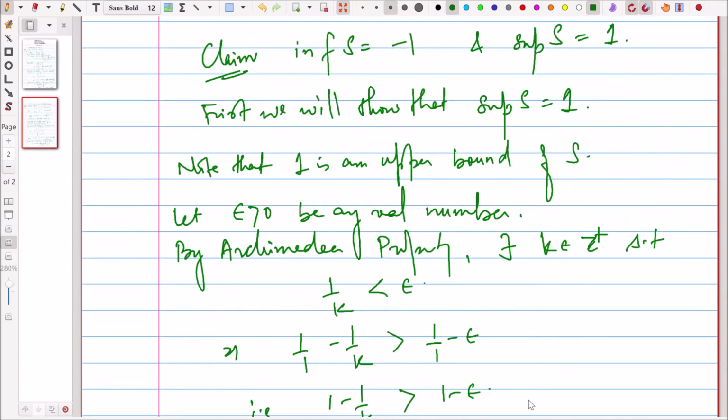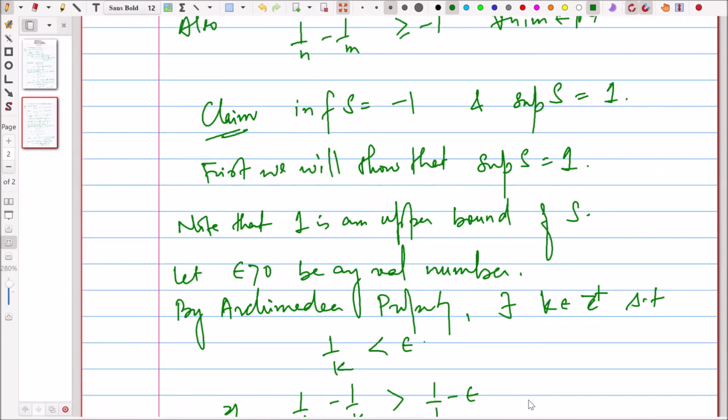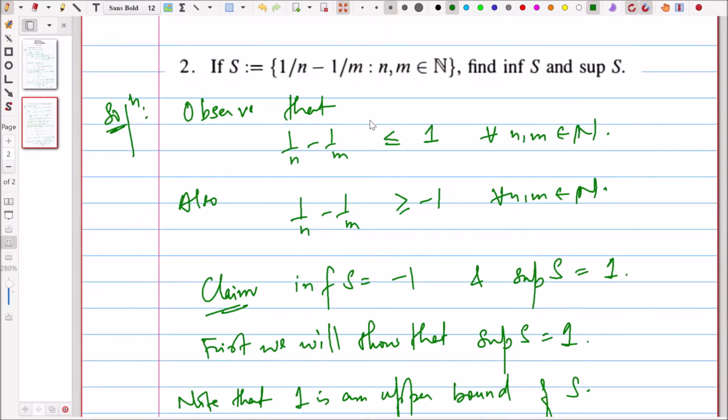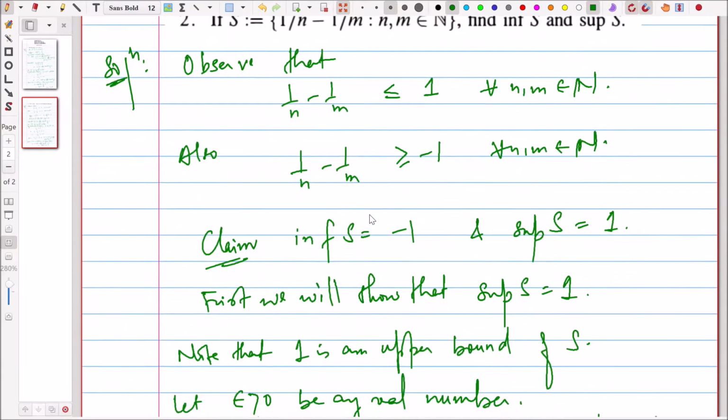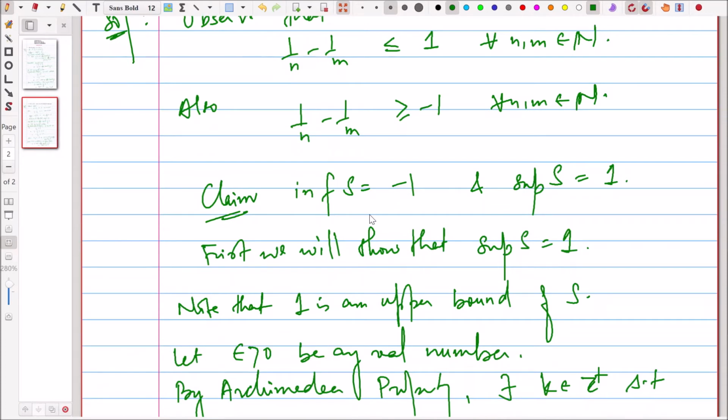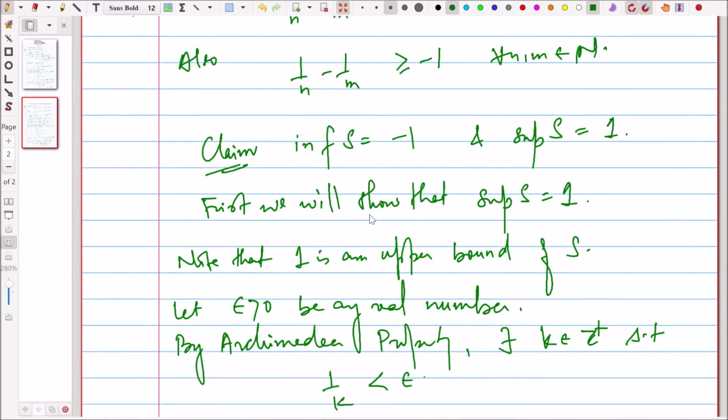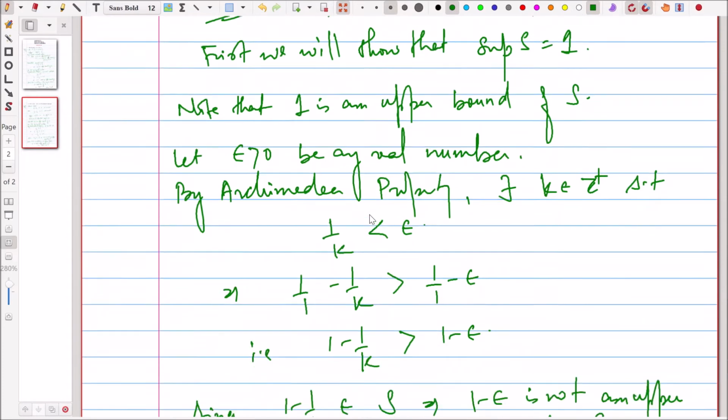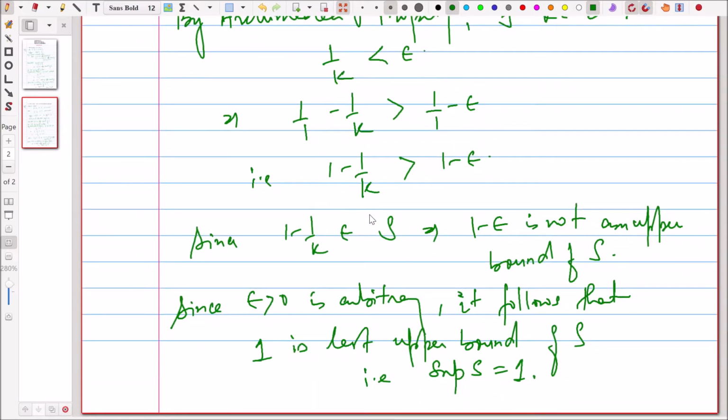So on similar lines, one can show that infimum of S is equal to minus 1. There we will show that we have already seen that minus 1 is a lower bound of S, and then we will show that minus 1 plus epsilon is not a lower bound of S, and for that again we will use the Archimedean property. In fact, let us try to show that next. We will show that infimum of S is equal to minus 1.